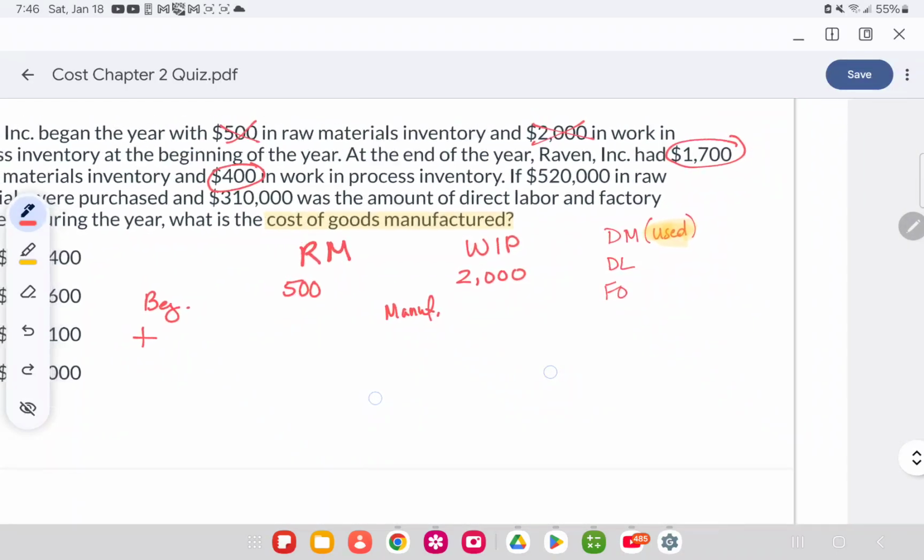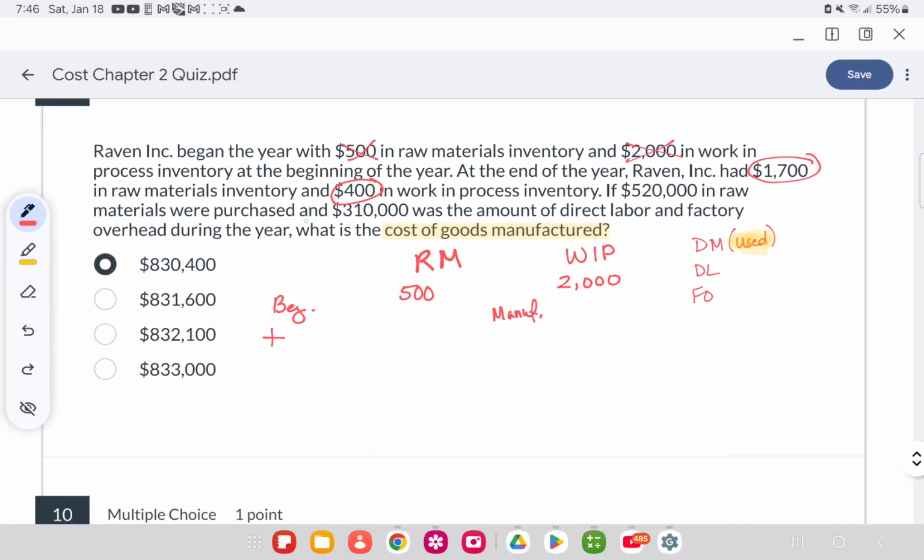So they told us earlier that direct materials purchased was 520,000. That's not what I need. I need used. So technically, I'm going to have to grab that 520,000 that was purchased, and I'm going to have to figure out how much was used. So we had 520,500 available to use. But how much did we actually use?